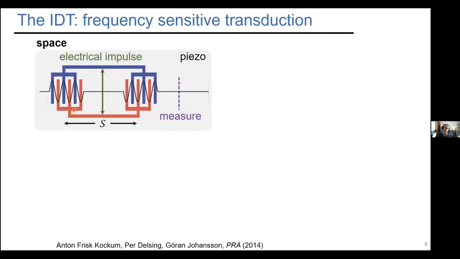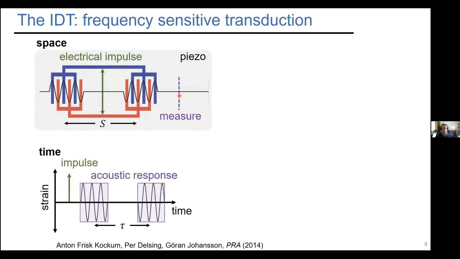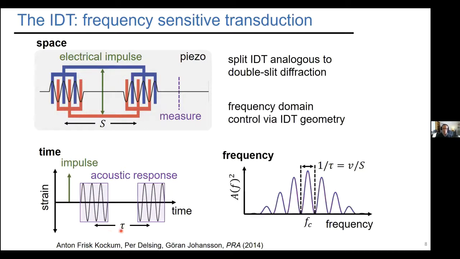And to understand that, you can take an IDT, split it in half, and apply an electrical impulse. That will put some strain in the substrate, which, if you evolve in time while measuring the strain at this location, you see two pulses. You see first the pulse coming from the close IDT half, and some time delay later you have the farther IDT half. The frequency response of this IDT is then the Fourier transform of its impulse response. And the Fourier transform of two squares with some delay between them is perfectly analogous to double slit diffraction. You get this slow sinc modulated by this fast sine.